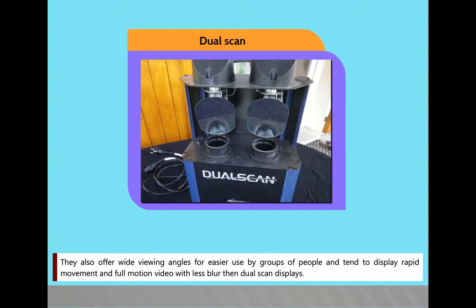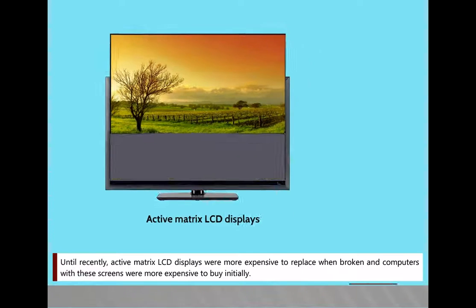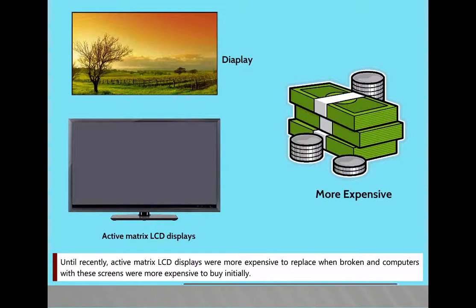They also offer wide viewing angles for easier use by groups of people and tend to display rapid movement and full motion video with less blur than dual scan displays. Until recently, Activematrix LCD displays were more expensive to replace when broken, and computers with these screens were more expensive to buy initially.